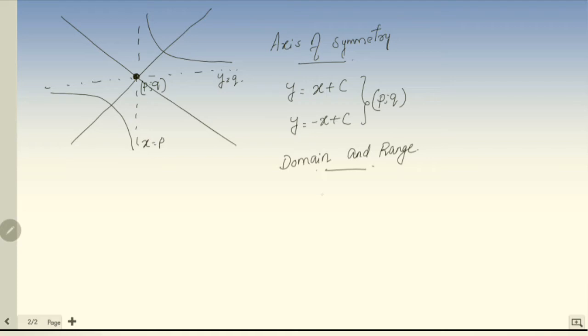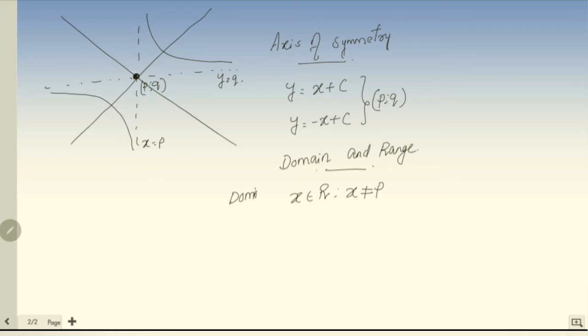So that is a general one in all the hyperbolas. So the domain is x element from minus infinity to plus infinity, or we can write it like this: x is an element of all the real numbers where x cannot be equal to p. So when you get a question, check what p is, and you have to write it here. So this is the domain of the hyperbola.